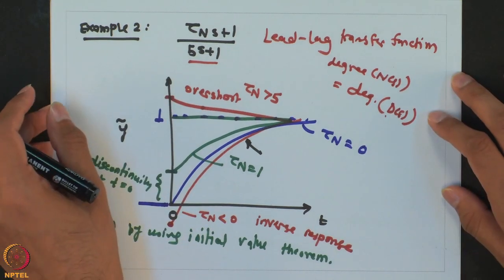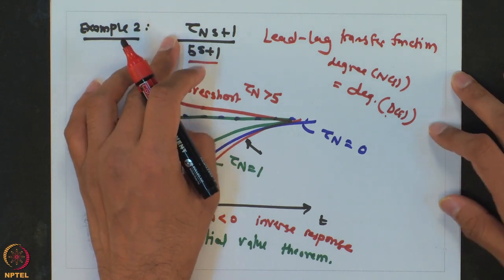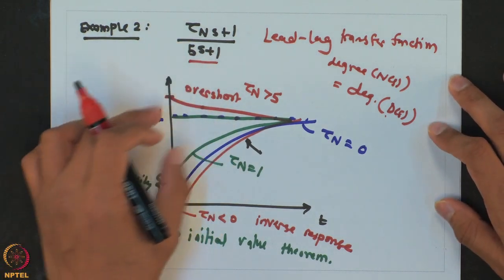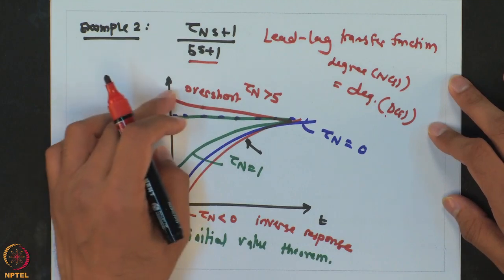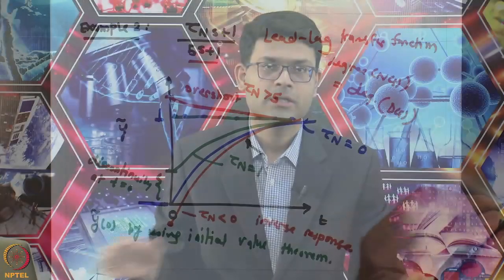When we analyze control systems, we will see that some of the transfer functions which we get will be of this form. So, depending on the value of tau n, we may have some kind of overshoot or inverse response. So, we have seen that by having some polynomial in the numerator, we can get different types of dynamics which were not possible when we had a constant in the numerator.